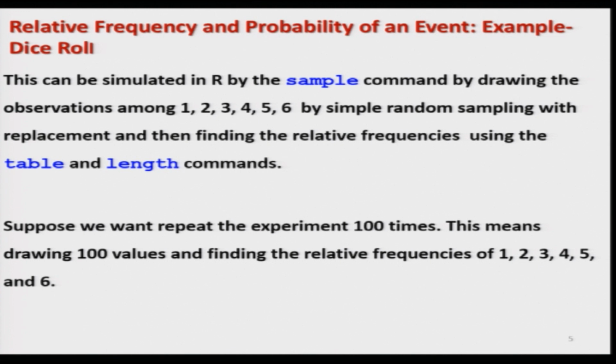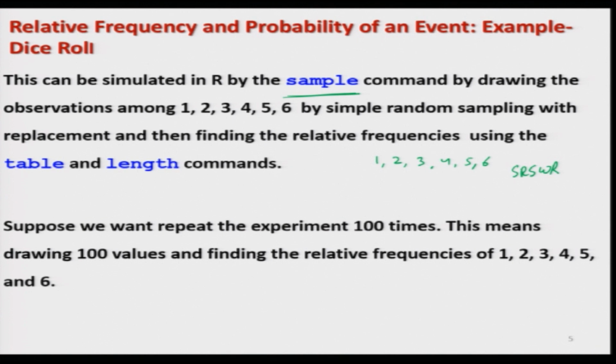So once again we use the sample command from the R software. We have 6 values 1, 2, 3, 4, 5 and 6, and we will draw a sample by simple random sampling with replacement, because with replacement gives the option that any number can occur again and again. Then from that sample we count how many times 1 occurs, how many times 2, 3, 4, 5 or 6 occur, and based on that we find the relative frequency.